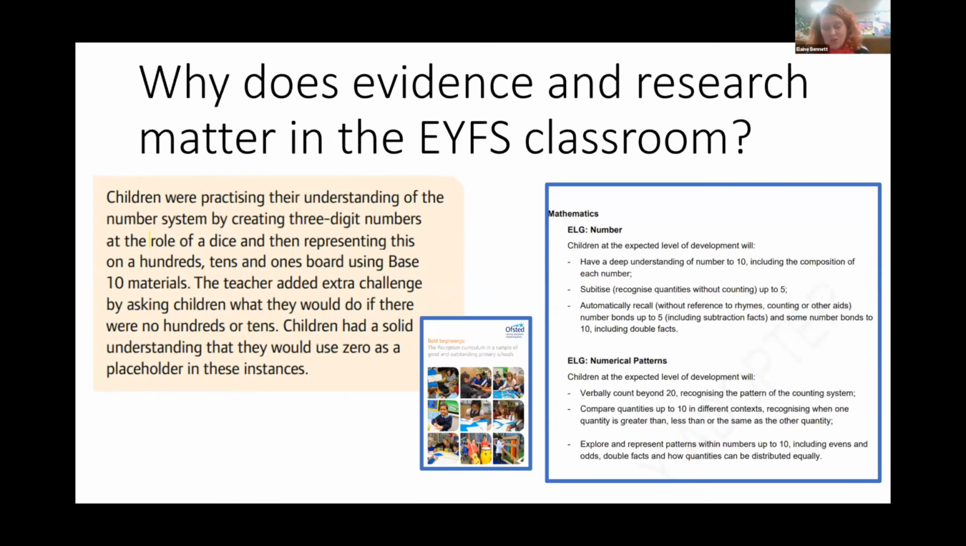Many of you, like me in reception, are going to be assessing against these goals very soon. You shouldn't be worrying about them now until you really have to look at them at the end of the year. Parts of them are great, parts of them are not so great, which is why it's so important that we understand the evidence, the research, and what our children really need.